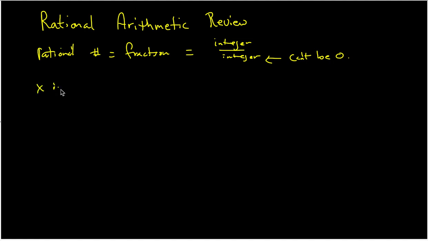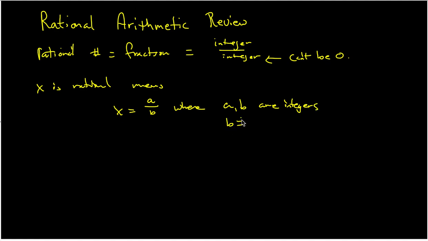So x is rational means x can be written as a over b, where a and b are integers. That means they're whole numbers. They might be positive, they might be negative. And the denominator can't be 0 because we can't divide by 0. So that's what a rational number is.